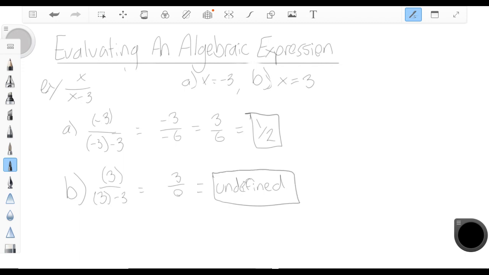So the only number that can never be on the bottom of a fraction is 0. And whenever that happens, we say that the number is undefined. And so whenever you want to evaluate an algebraic expression, all that means is that we have a certain number for x that we want to plug back into the algebraic expression. And when you plug it in, all we do is carry out the operations and see what comes out of it. And that is how you evaluate an algebraic expression.